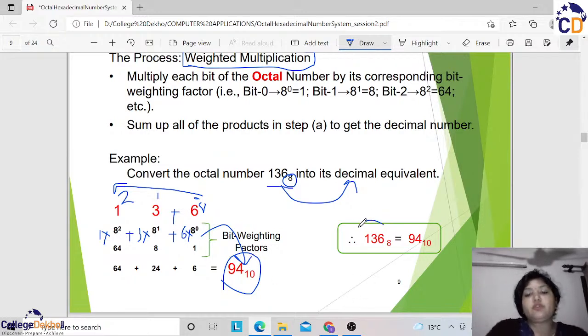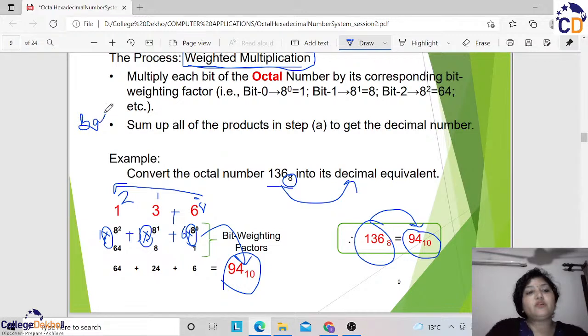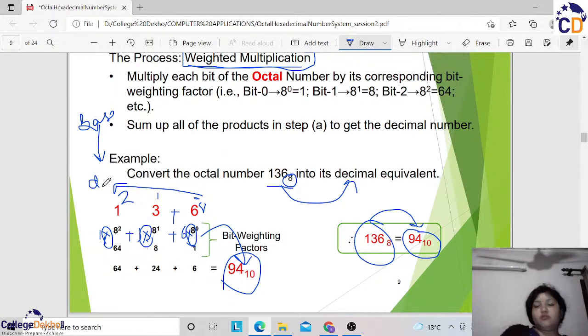So here we have the octal representation, and the number which we are getting is the decimal number. Which method have we used? We have used multiplication. Have you seen? I have not divided anything by any number. I have used the weighted multiplication. Whenever we have any base and we try to convert it into a decimal number, we are going to use the multiplication method.